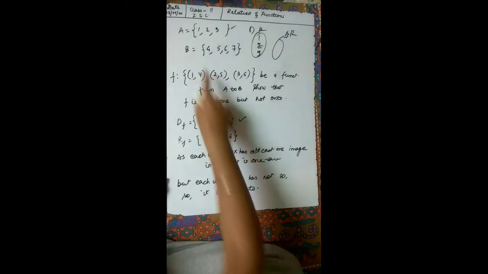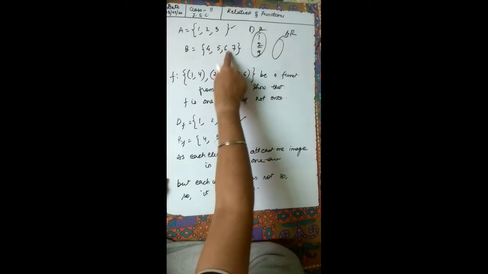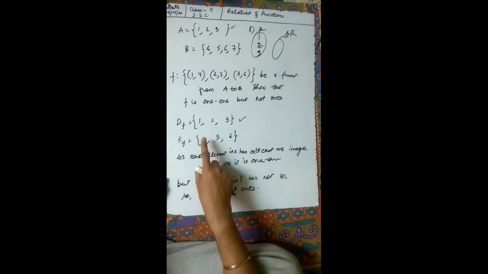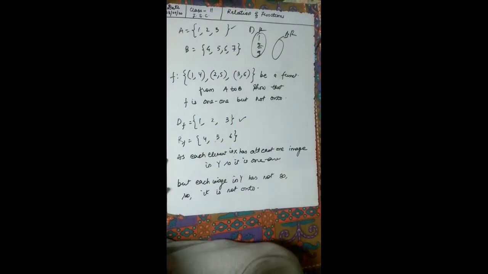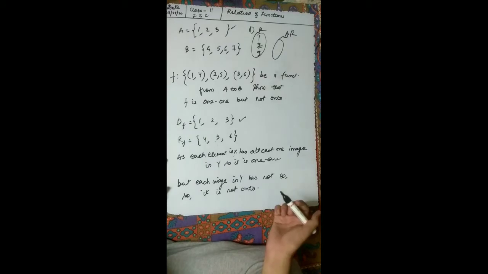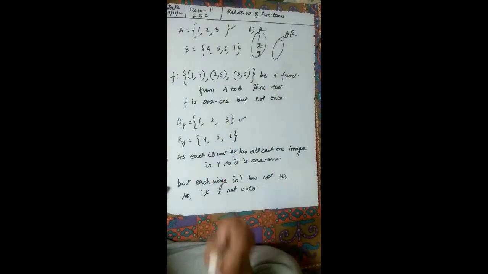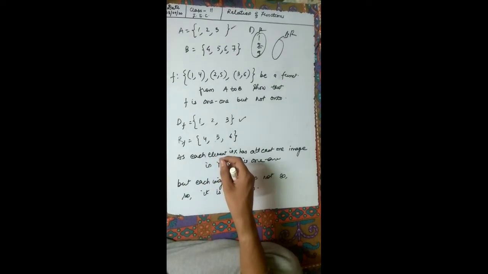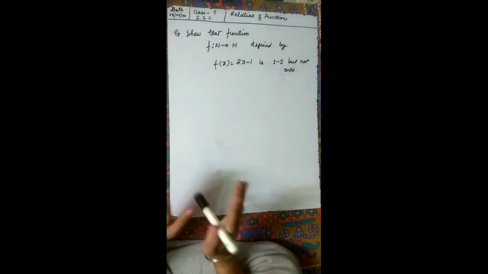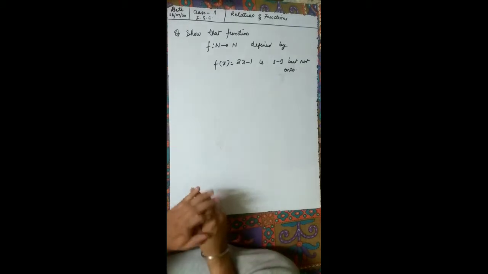But as you see, B is {4, 5, 6, 7}, but your range is 4, 5, 6 only. The 7 is left. That means it has not satisfied the definition of onto. So hence it is not onto, because one element is left here. Okay. Now try to understand this question.